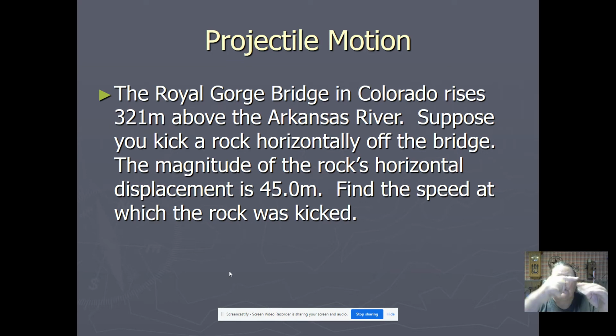So you kick the rock off the bridge, it lands in the river 45 meters away from the bridge, but way, way down. That bridge is really tall, that gorge is really deep. I've been there. So find the speed at which you kick the rock in order for it to land 45 meters out from the bridge when it finally hit the river.